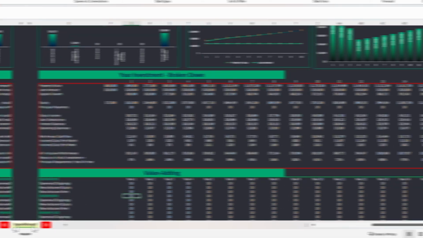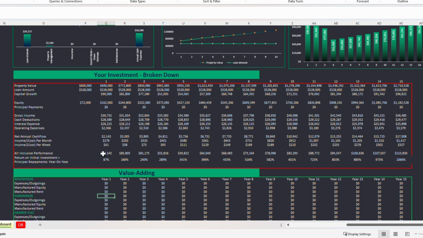So if we now move over to the dashboard, we can see in year 1, we've got an 87% return on ROI. How did we get there? Well, we had a $92,000 return, which is 2,143 of net positive cash flow plus the 90,000 in capital growth. So combined 92,143. Now we know the closing costs were 106,000, so we divide the 92,000 by the 106, which gives us an 87% ROI.